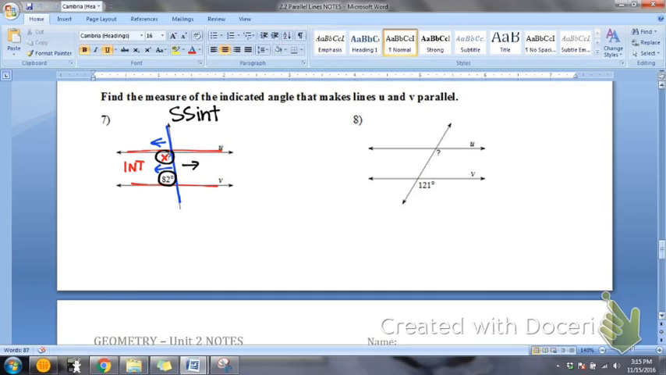And same side interior, can you wait till I finish number 8, please? And then head out. I'm trying to see.